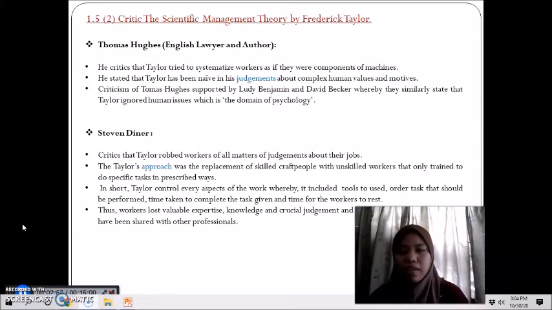Second person is Stephen Diner. He criticizes that Taylor robbed workers of all matters of judgment about their job. Taylor's approach was the replacement of skilled craftspeople with unskilled workers who were only trained to do specific tasks in a prescribed way.